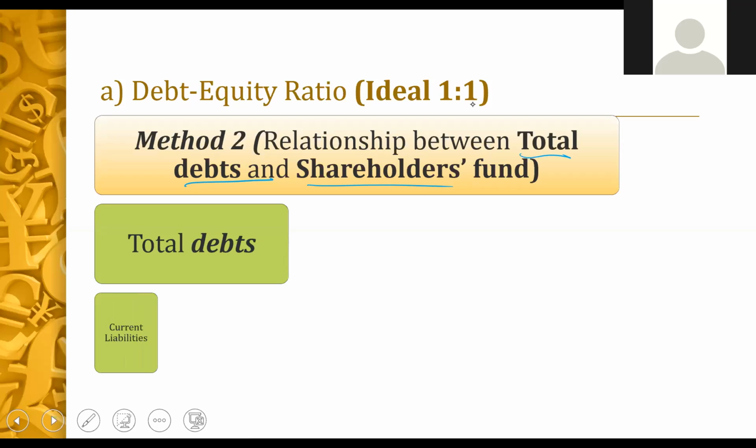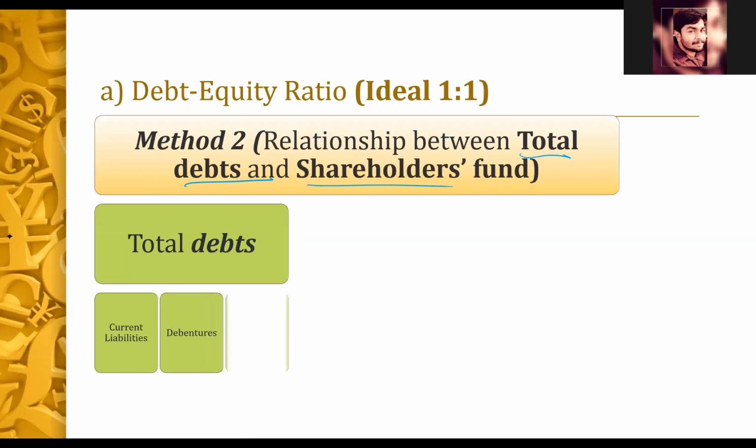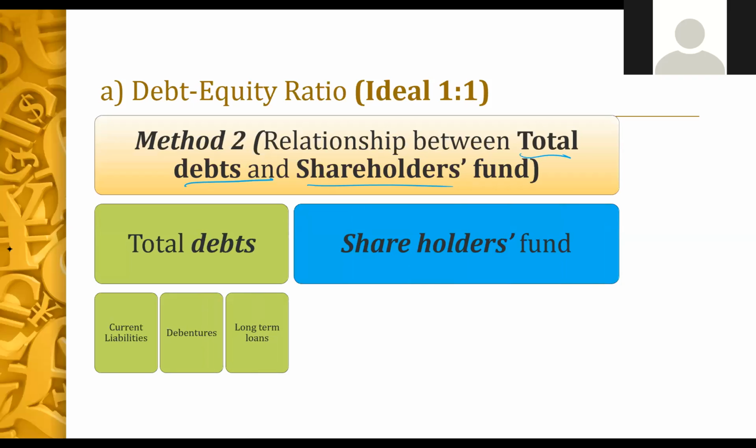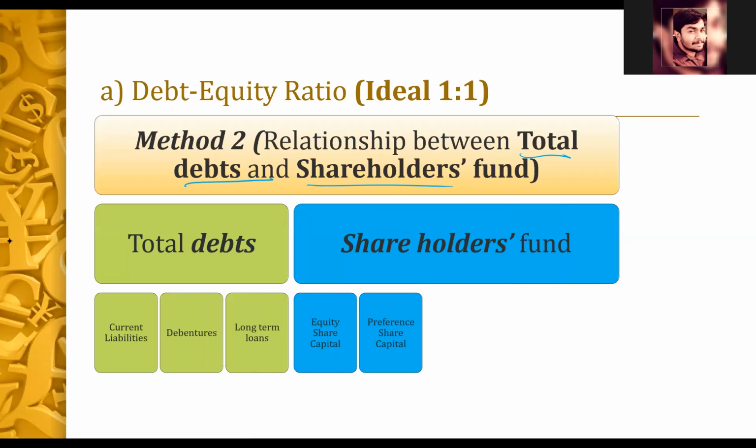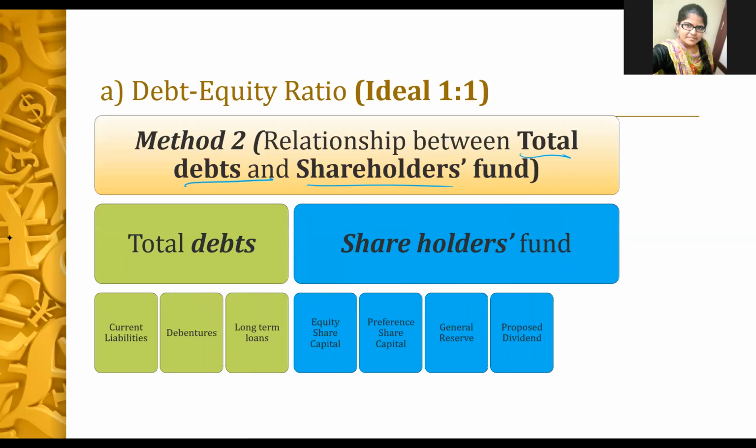In the previous method, we were talking about long-term debts. It includes debentures and long-term loans. In this second method, additional to that, we are adding current liabilities. So what are the other two things? Same thing: debentures and long-term loans. And what is the second part? Shareholders fund, same thing. Equity share capital, preference share capital, general reserves, profit and loss account. If there is any preliminary expense, we will reduce that.